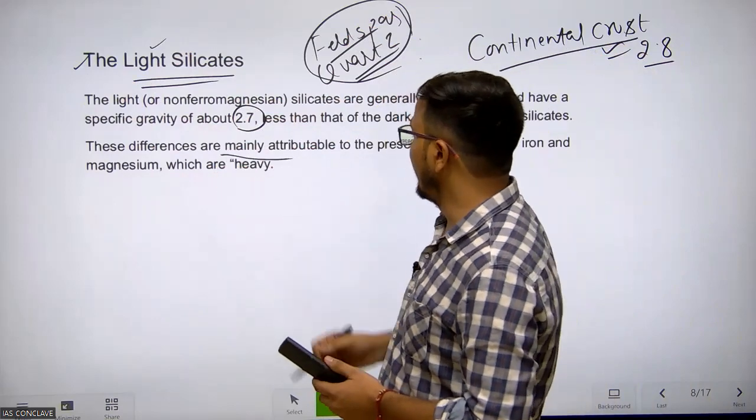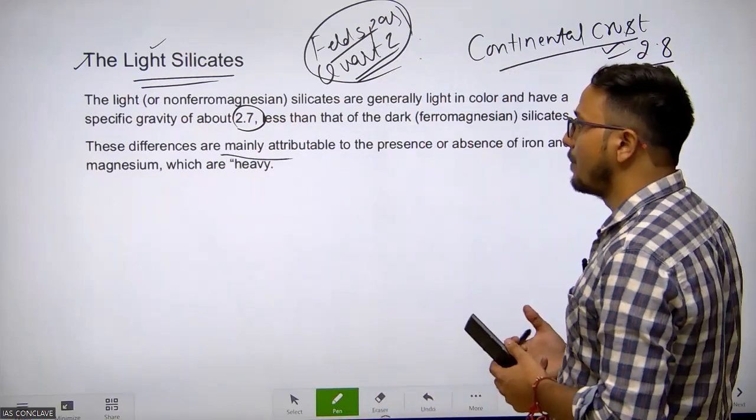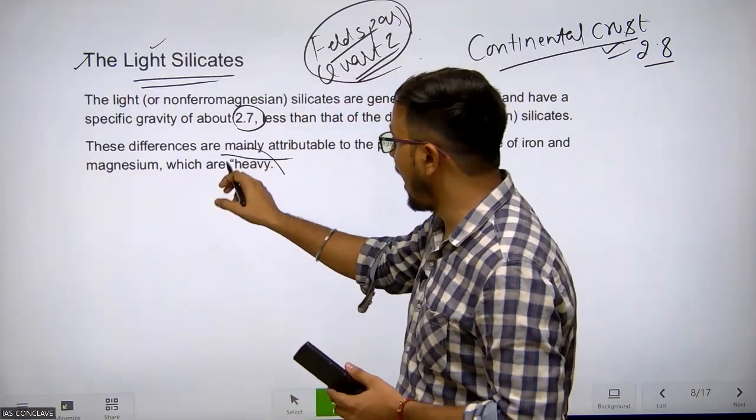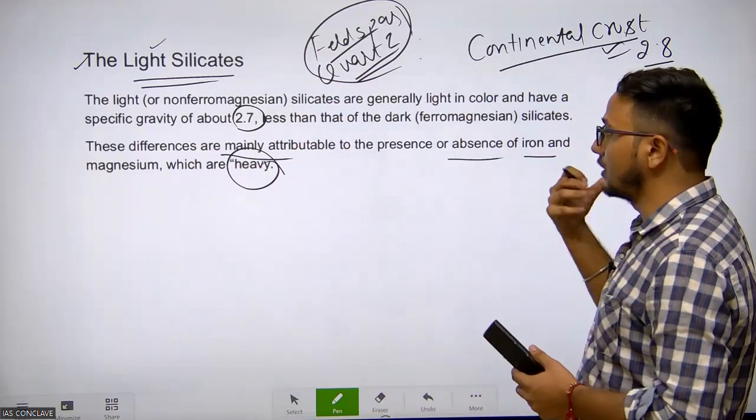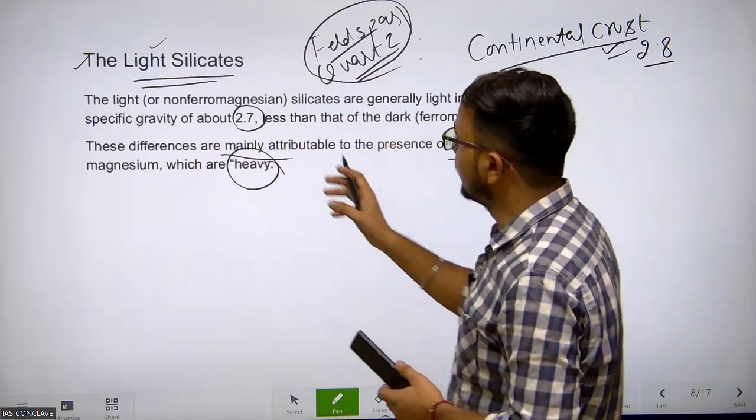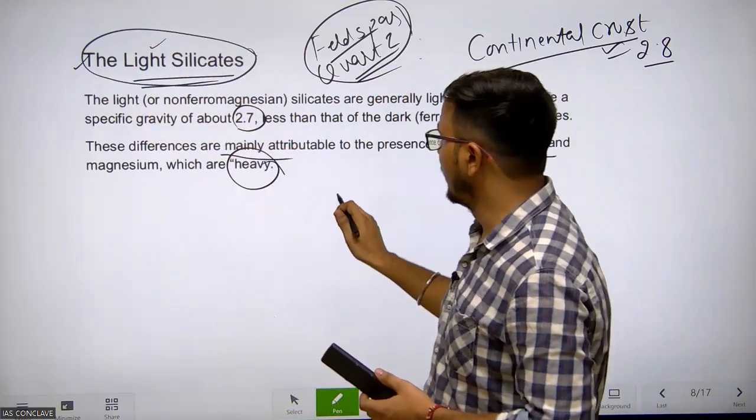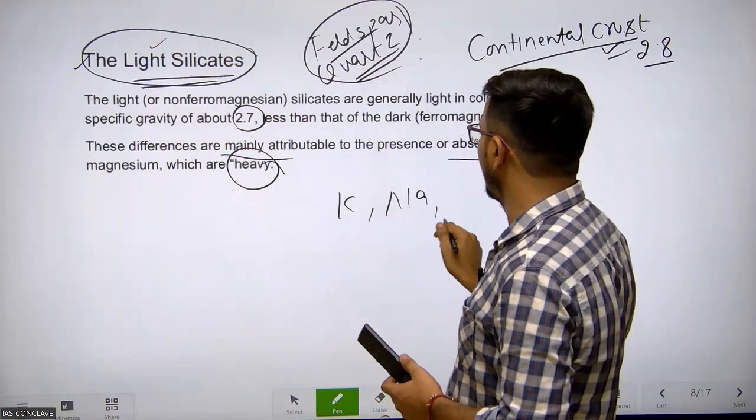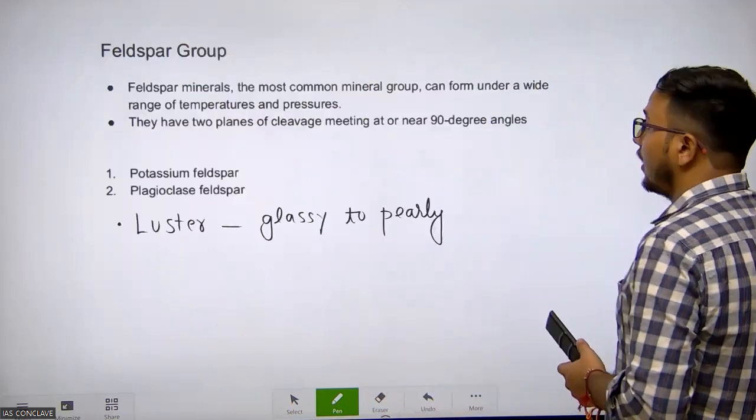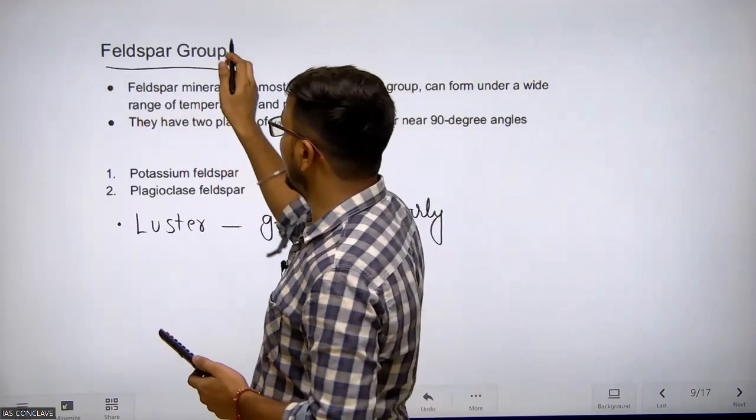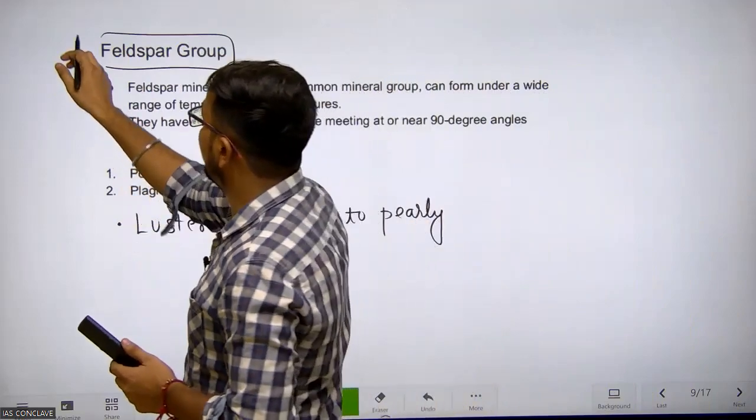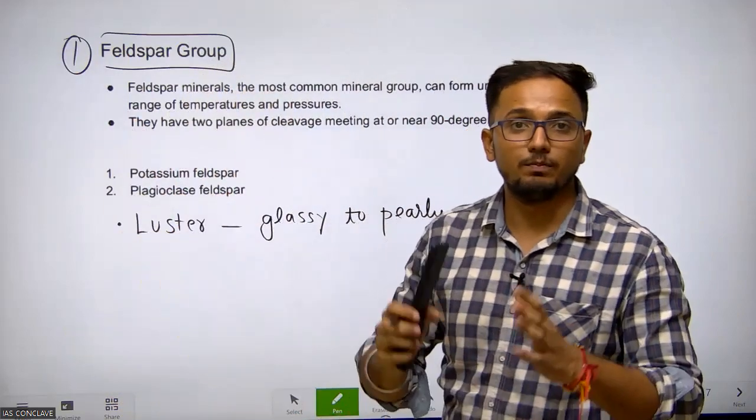Now, these differences are mainly attributed to the presence of iron and magnesium, because if you look at the chemical tables, you will find that iron and magnesium are heavier. They are metallic and really heavier. But light silicate minerals are composed of potassium, sodium, aluminium and calcium metal ions. In this session we will cover the light silicate minerals: the first is the feldspar group, the second is quartz, and the third is muscovite.